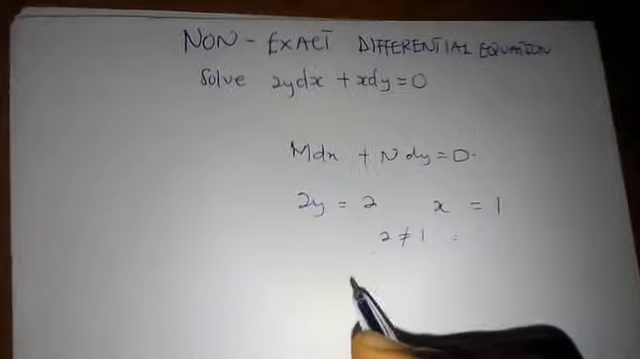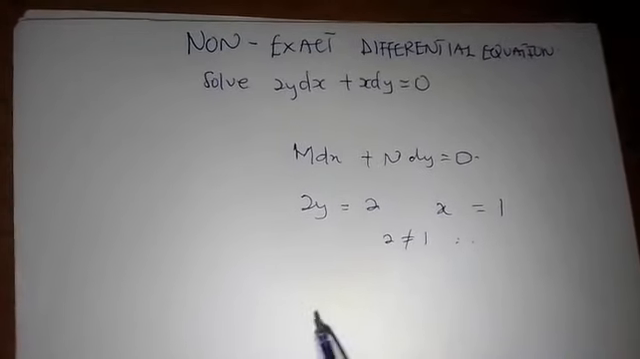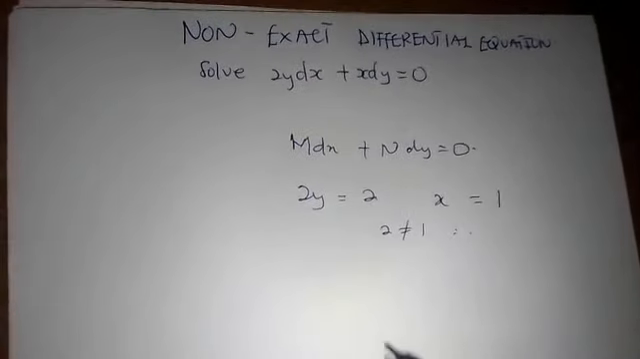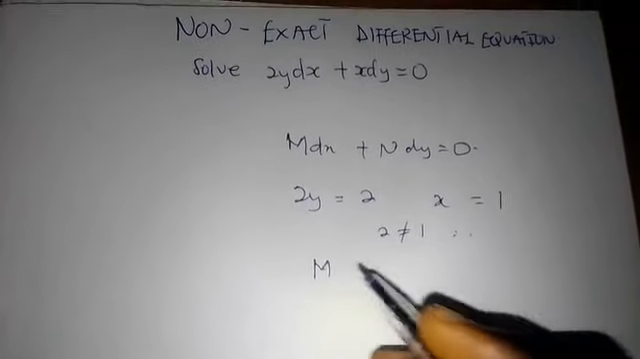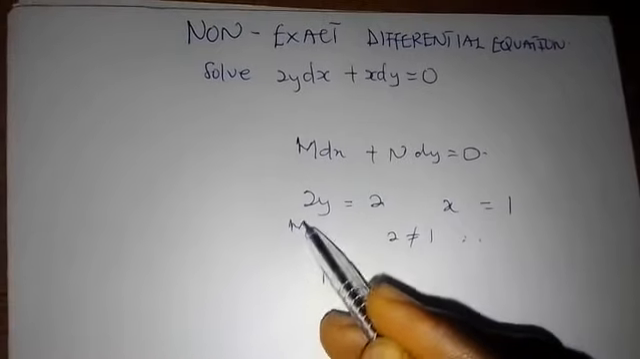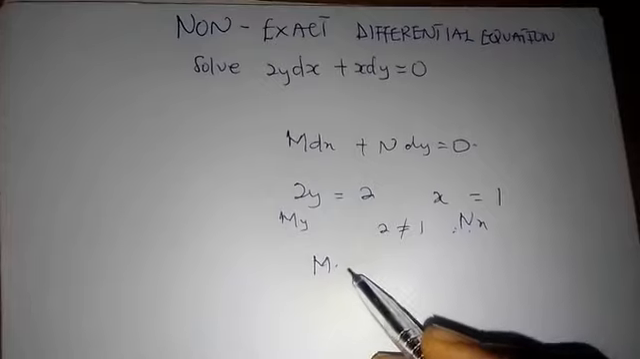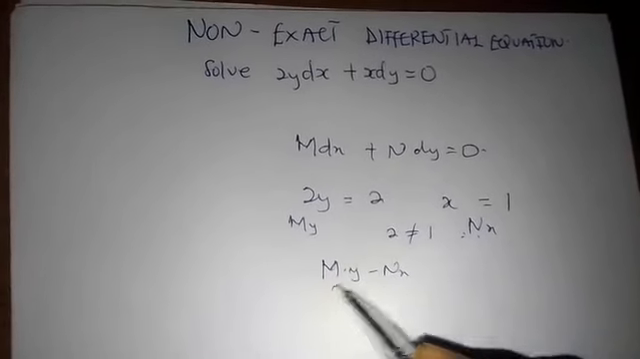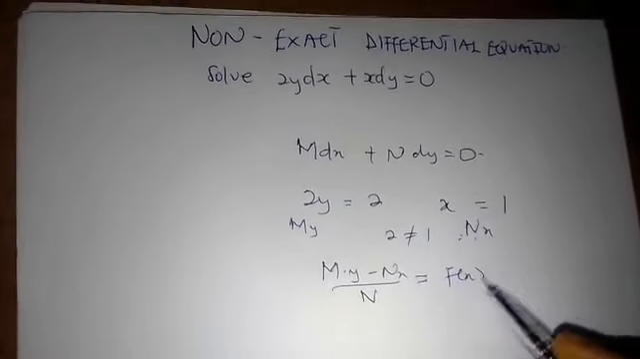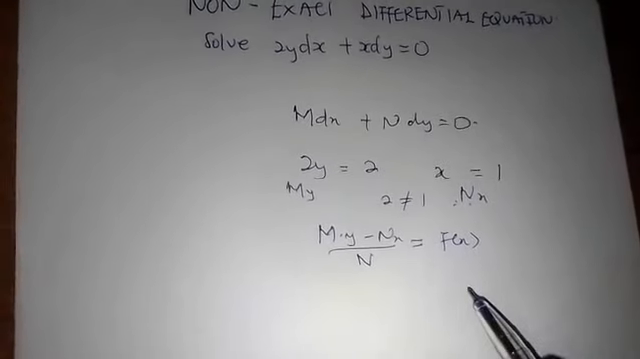For that reason, you have to use the method of non-exact to convert it to exact, and to do that we are going to use an integrating factor which is derived from a formula. Here we differentiate M with respect to y, so we call it My. Then here we differentiate N with respect to x, so Nx. So we say My minus Nx all over N should be equal to a function in terms of x only, and if it holds, it means we can use that to find our integrating factor.